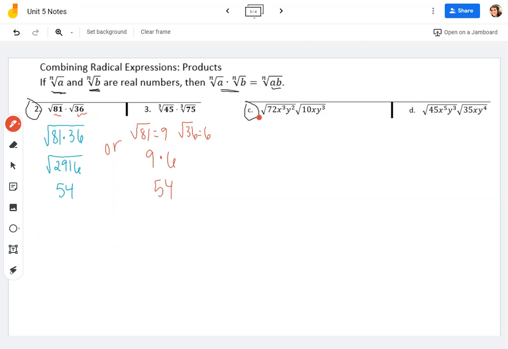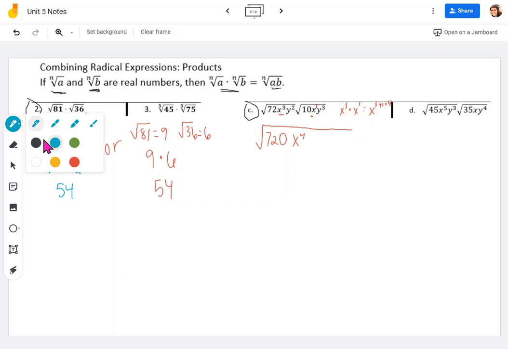All right, looking at example C over here, the same pattern follows for variables. For these, it's very helpful to go ahead and just multiply everything under the radical. So 72 times 10, 720. X cubed times x. Well, remember that's like a little exponent of 1. So x cubed times x to the first power. We add the powers, 3 plus 1, so x to the fourth. And then same logic, y squared times y cubed. We add those exponents, 2 plus 3 equals 5.